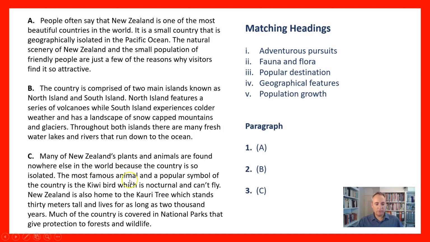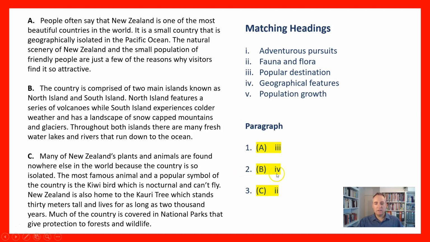Plants and animals, most famous animal. Okay, so again, which one is it out of these? 3, 2, 1. Okay, so let's have a look at the answers. Like we said, 3 is the correct answer for paragraph A, so that's the correct match.